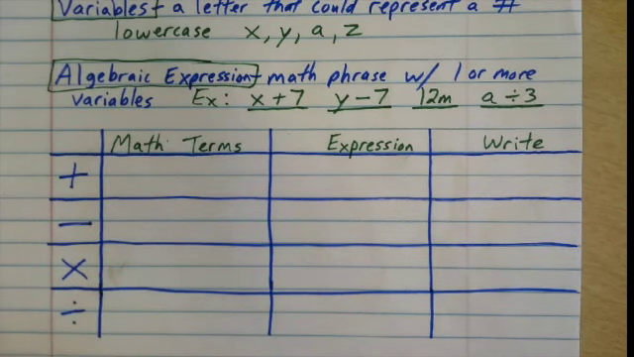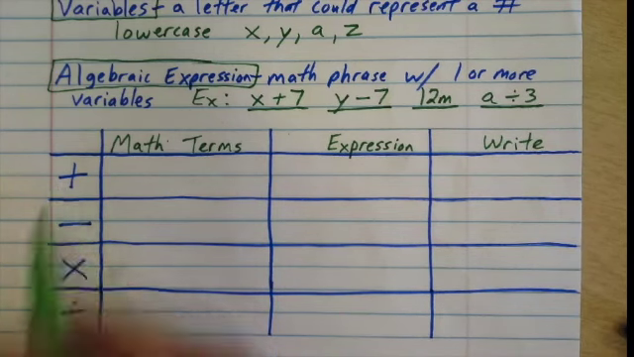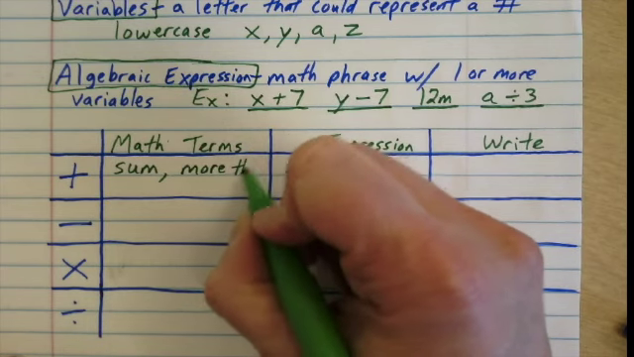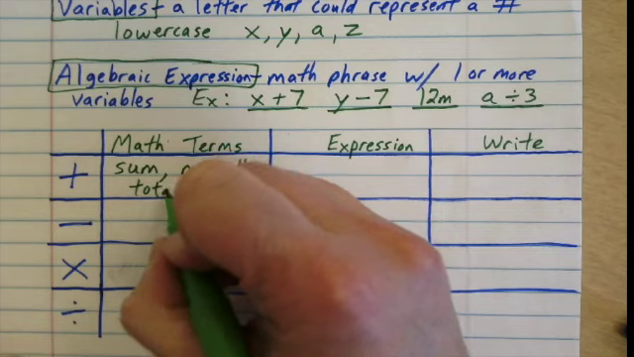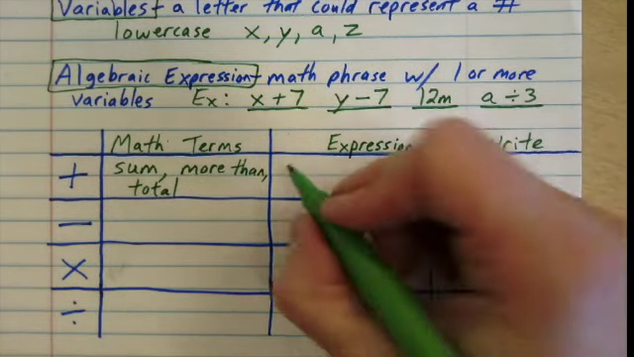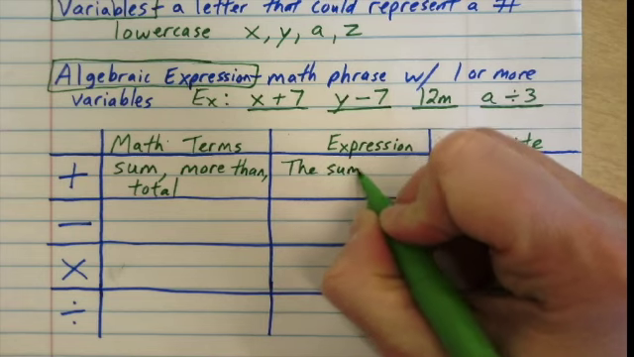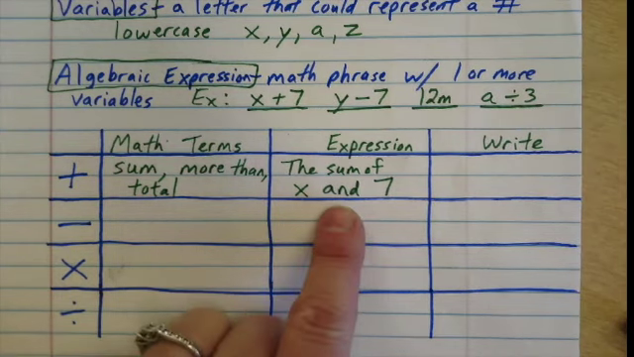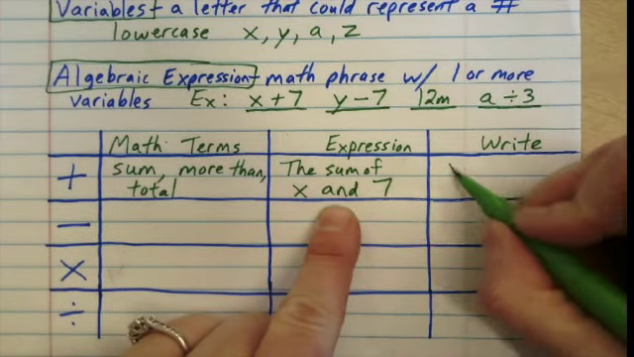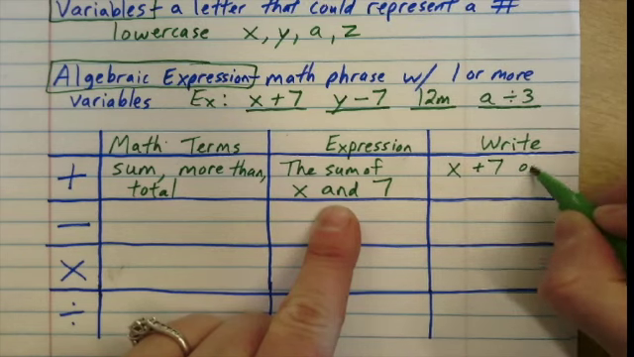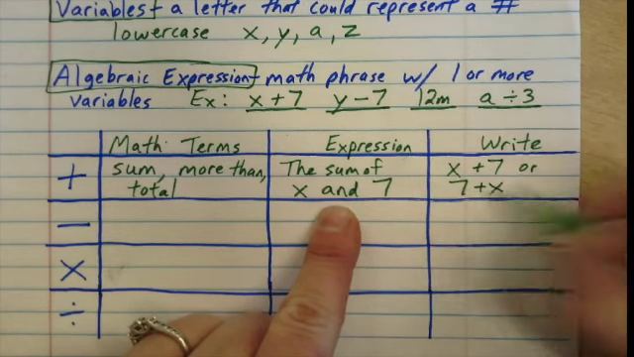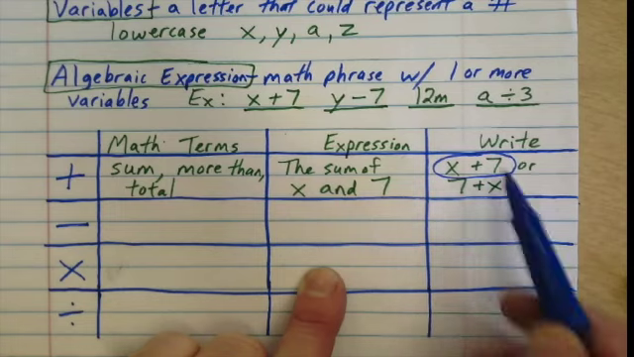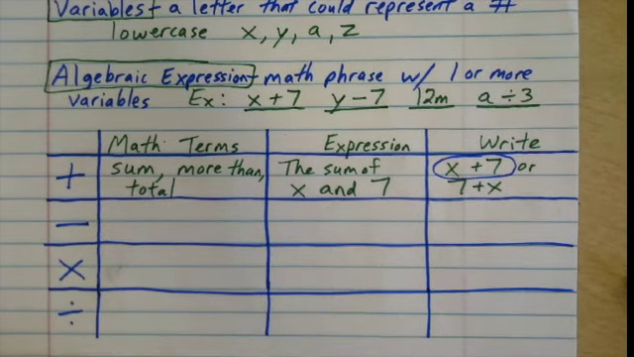So algebraic expressions, math terms that you may see when we're adding, you might see the word sum, which means to add. You might see keywords that say more than. You might see a word like total. Those all mean to add. An expression you might see would be something like the sum of x and 7. So what does that mean? Sum means to add. So if we were going to write it, it would look like x plus 7, or you could say 7 plus x. In this case, the way this is read to us, you would write it this way first, even though they're the same thing. That's the way I would prefer to write it because that's the way it reads for the expression.